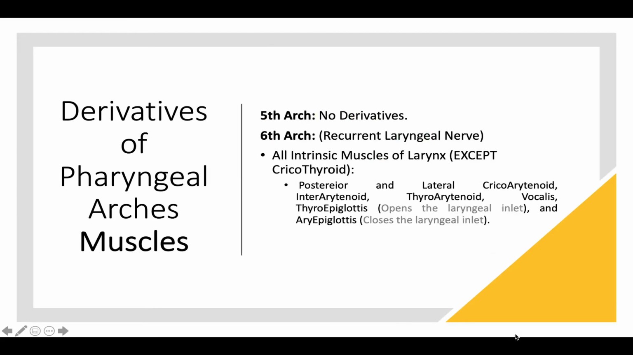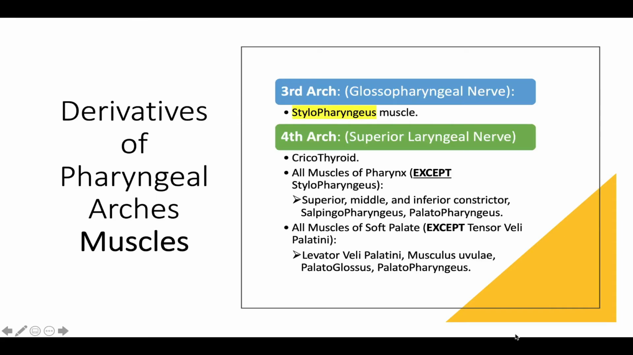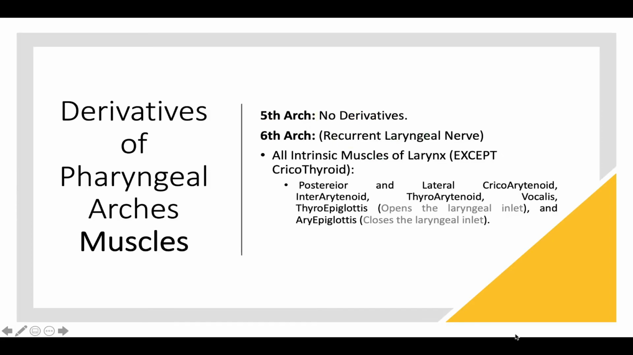Fifth arch has no derivative, and the sixth arch, which is the recurrent laryngeal nerve, all intrinsic muscles of larynx, except the cricothyroid, because the cricothyroid is a derivative of the fourth arch. So what are the muscles that we should mention? Posterior and lateral cricoarytenoid, interarytenoid, thyroarytenoid, vocalis, thyroepiglottis, which opens the laryngeal inlet, and the aryepiglottis, which closes the laryngeal inlet.